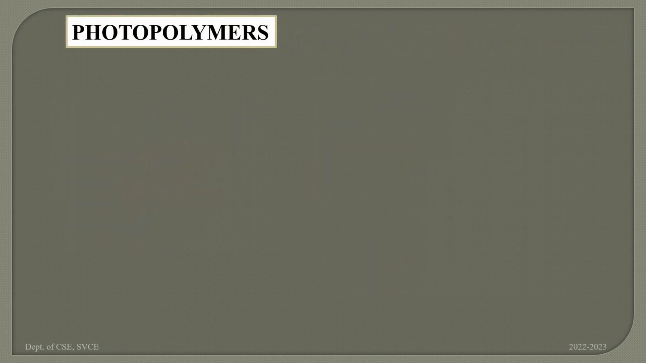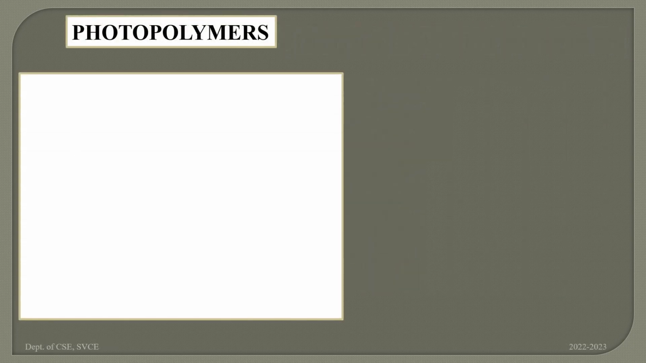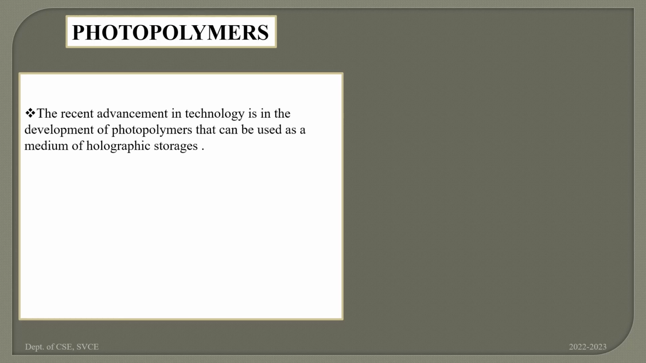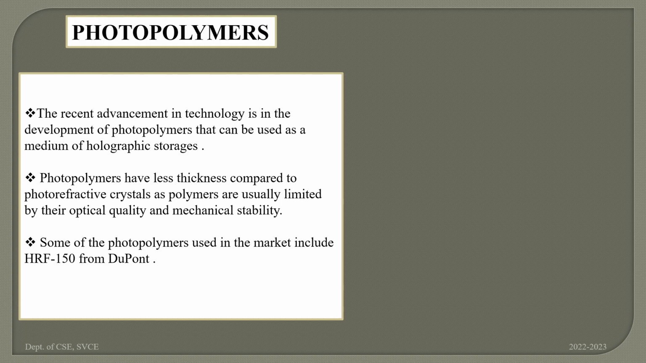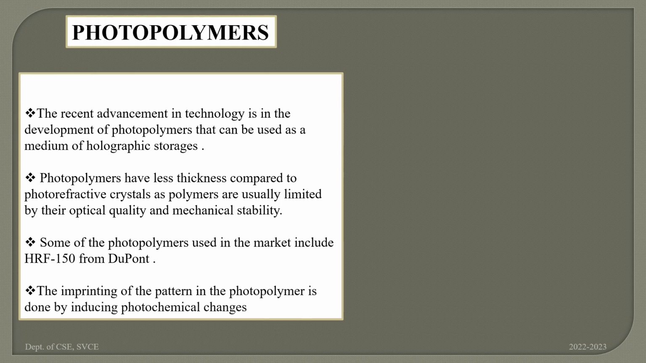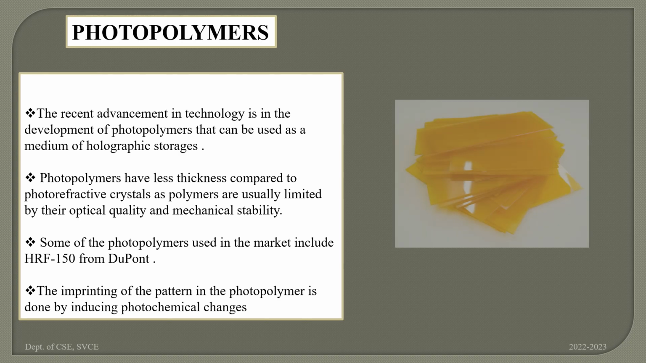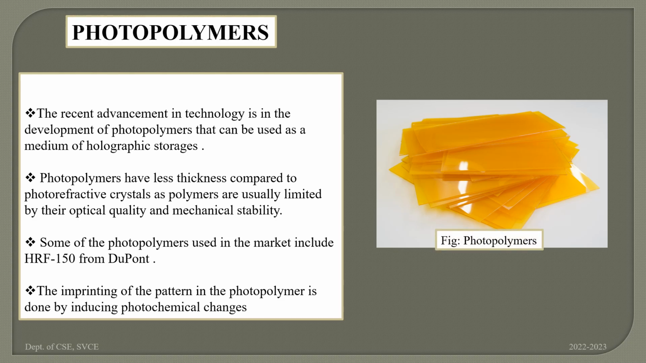Now we will see about photopolymers. The recent advancement in technology is the development of photopolymers that can be used as a medium of holographic storage. The photopolymers have less thickness compared to photorefractive crystals, as polymers are usually limited by their optical quality and mechanical stability. Some of the photopolymers used in the market include HRF 150 from DuPont. The imprinting of the pattern in the photopolymer is done by inducing photochemical changes. The image shows how the photopolymer looks.